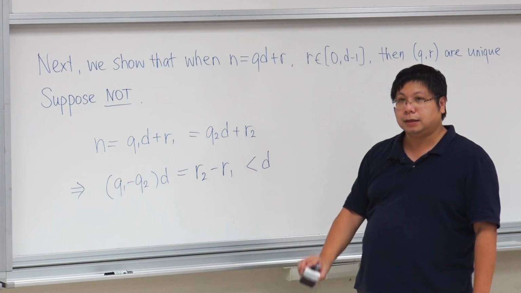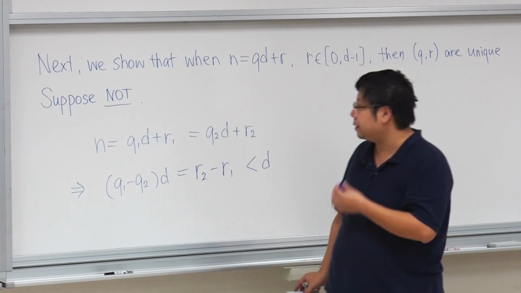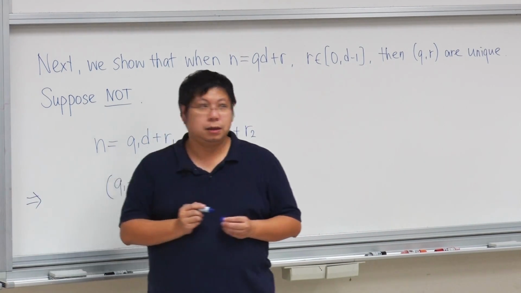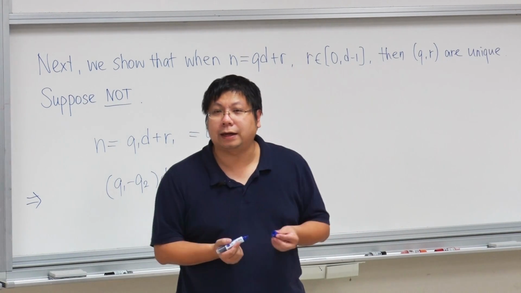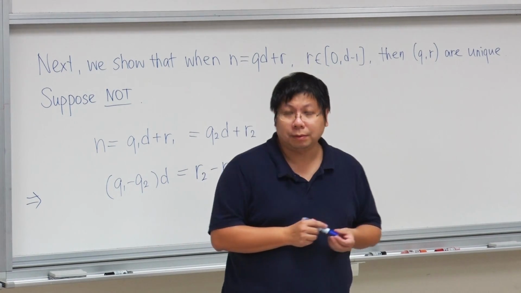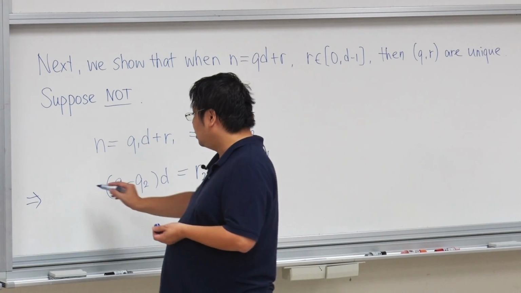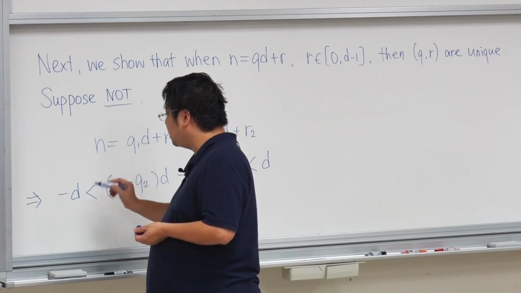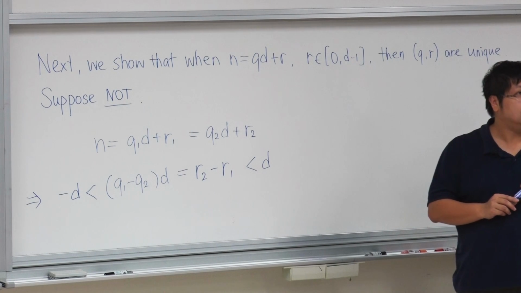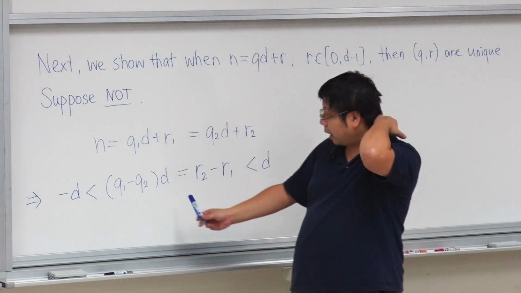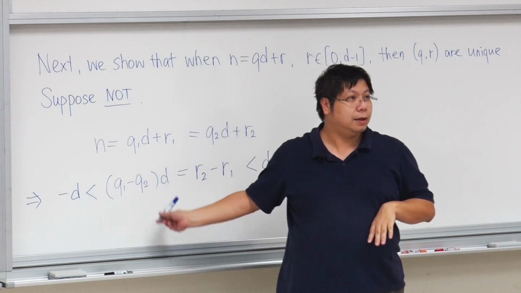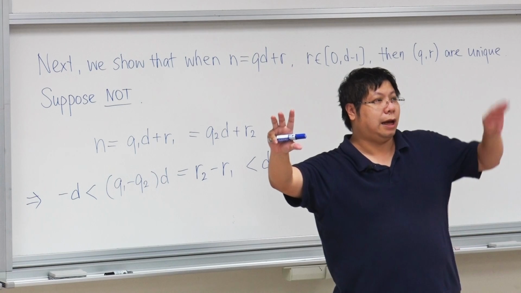And how about the other side? The difference could be negative, so it could be at least minus bracket d minus 1. So in any case, the difference will be strictly between minus d and d. Is that okay? So we will have q1 minus q2 times d is a number that is strictly between minus d and d.